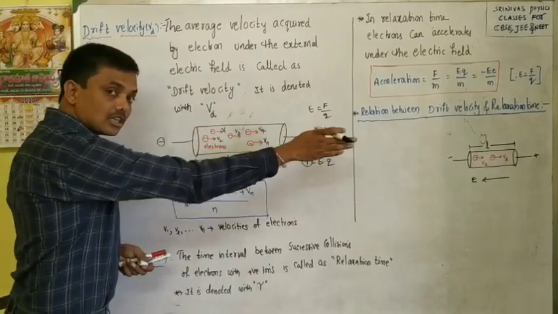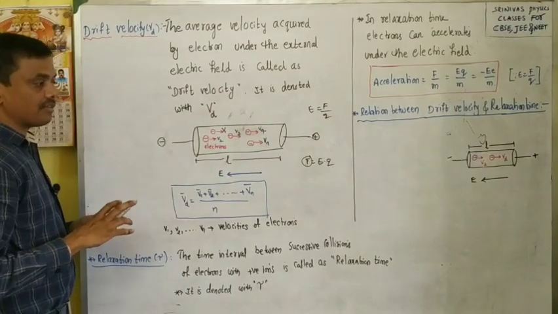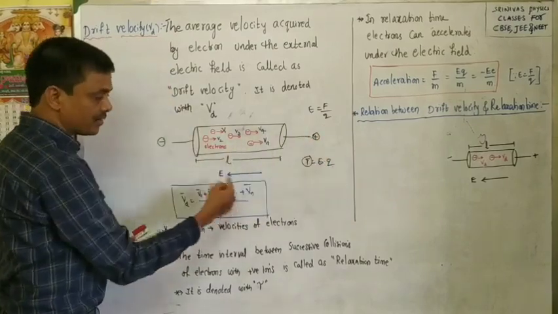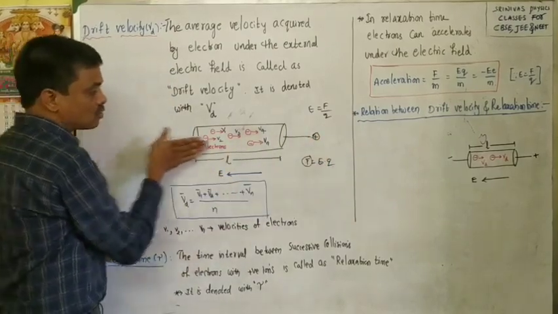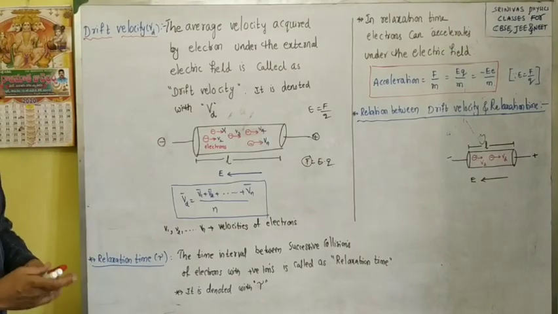Due to that force, electrons will move. Electrons move opposite to the direction of electric field. Electric field is from positive to negative, left side. This is the direction of electric field, but electrons go right side. That means electrons move opposite to the direction of electric field.